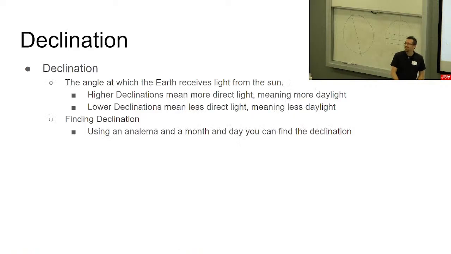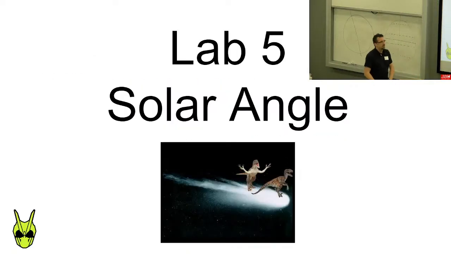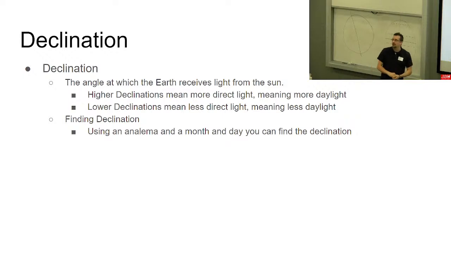So, all right. So solar angle. Solar angle. What does this mean? Well, when we talk about solar angle, we are talking about the angle of the sun's rays as they strike our planet. And we measure this by something called declination. Declination. And declination is the angle at which the Earth receives light from the sun. Okay? So higher declinations mean more direct light, meaning more daylight. Lower declinations mean less direct light, meaning less daylight.